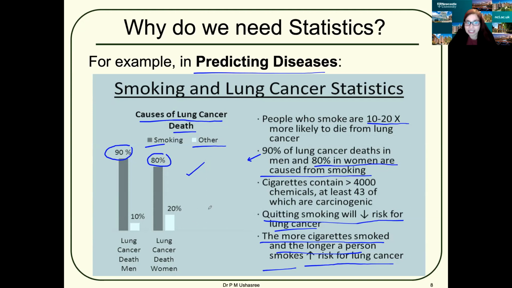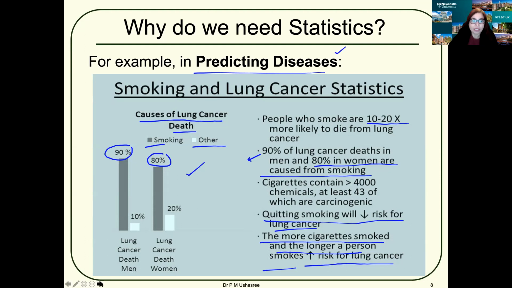So you collect data and you find the number of lung cancer deaths due to smoking and non-smoking, and you come to a conclusion. So when you interpret, you come to a conclusion which is useful for the community. So statistics is important in predicting diseases.